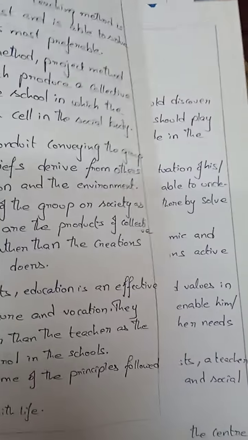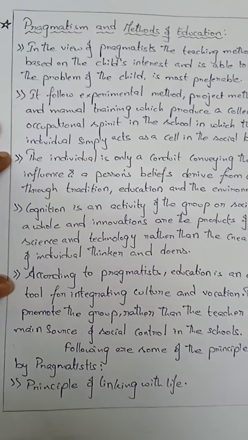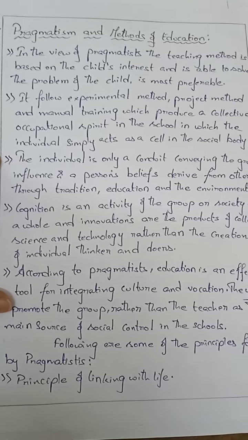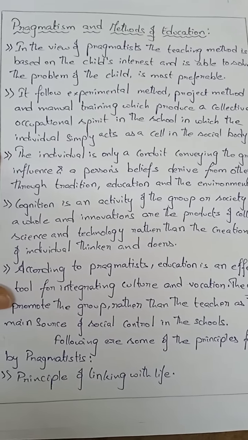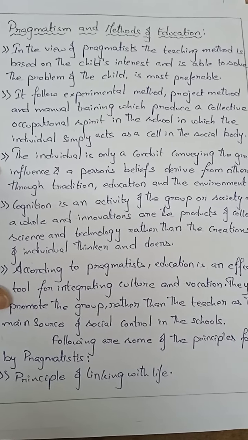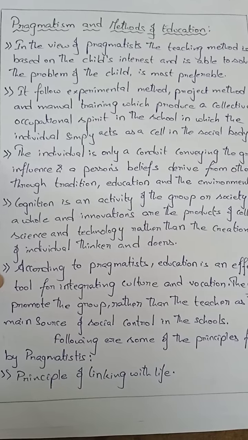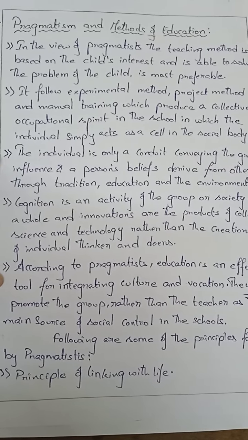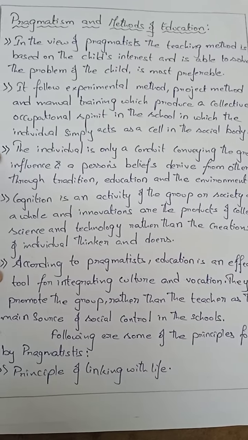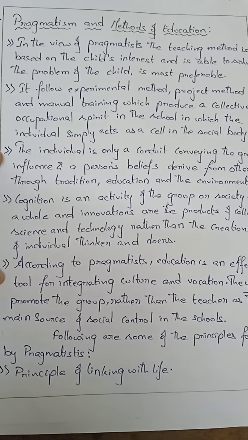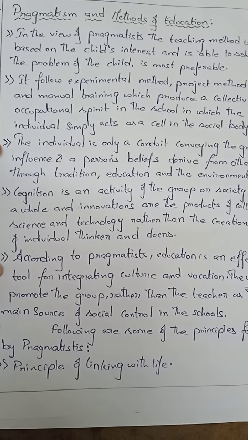Next, we will see the methods of pragmatism in education. In the view of pragmatism, the most preferable teaching method is one based on the child's interest that is able to solve the problems of the child. It allows the experimental method, project method, and manual training, which produce a collective occupational spirit in the school in which the individual simply acts as a cell in the social body.